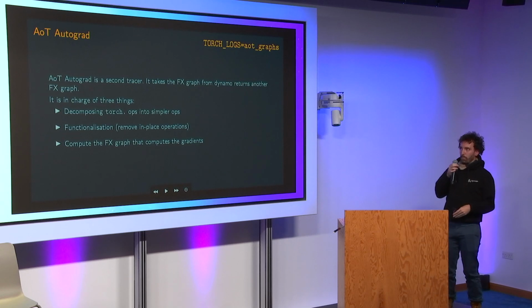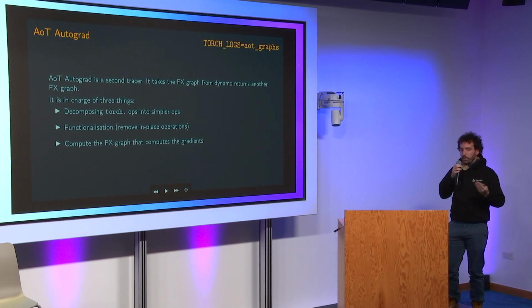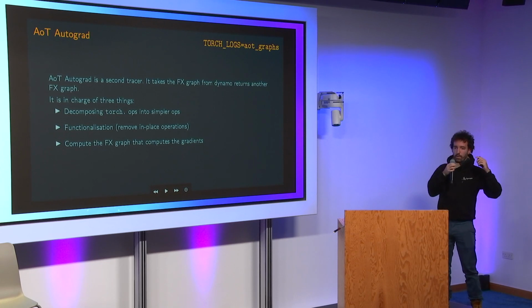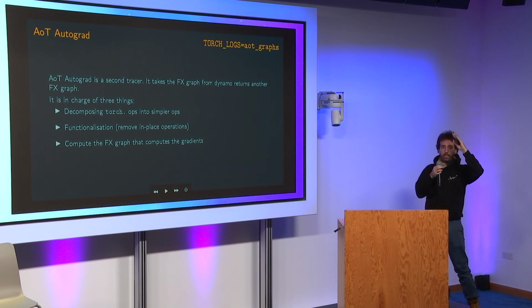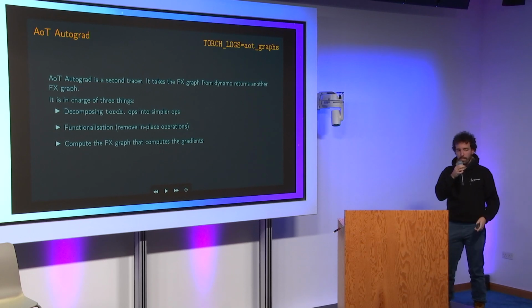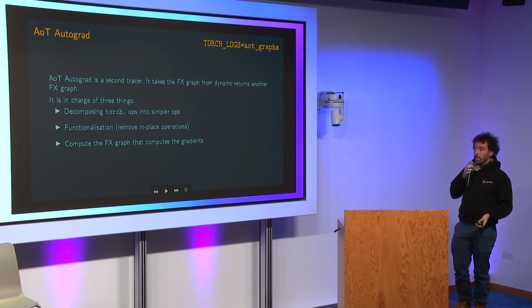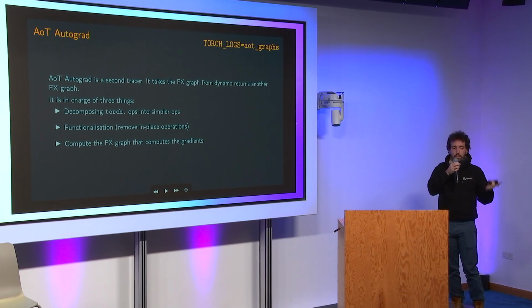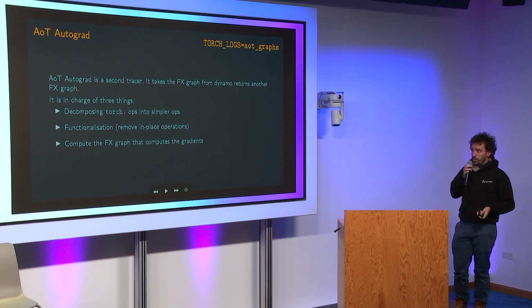It's going to perform what's called functionalization, which will remove all the in-place operations, and we'll see how it does that. And the name AOT Autograd, ahead-of-time Autograd, comes from the fact that when it was first implemented, it was built just to compute, given a forward graph, the backward graph that computes the gradients of that forward graph. So it does those 3 things. The third one is quite obvious once you know how to compute gradients. So let's talk about the other 2, which might be a little bit more tricky.